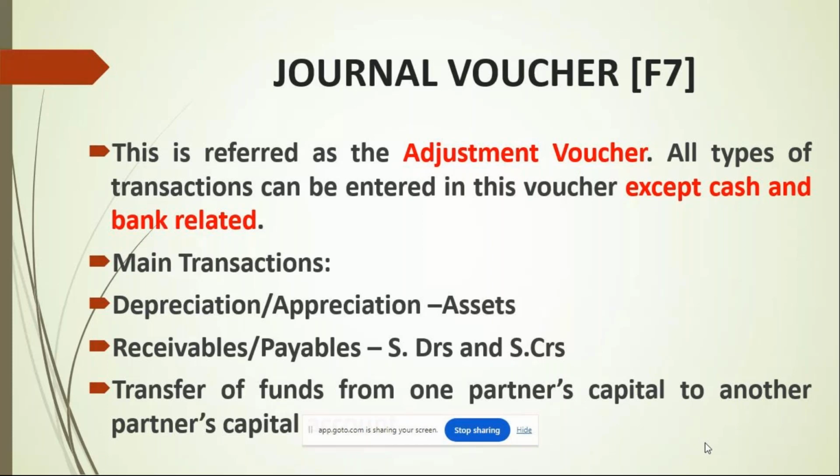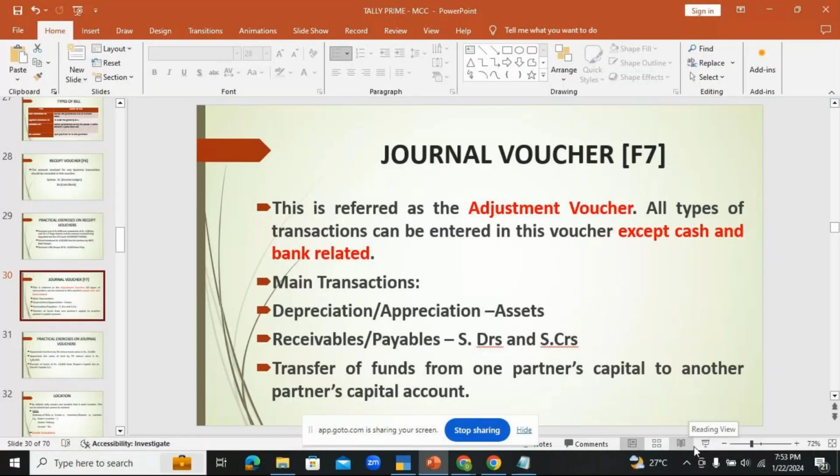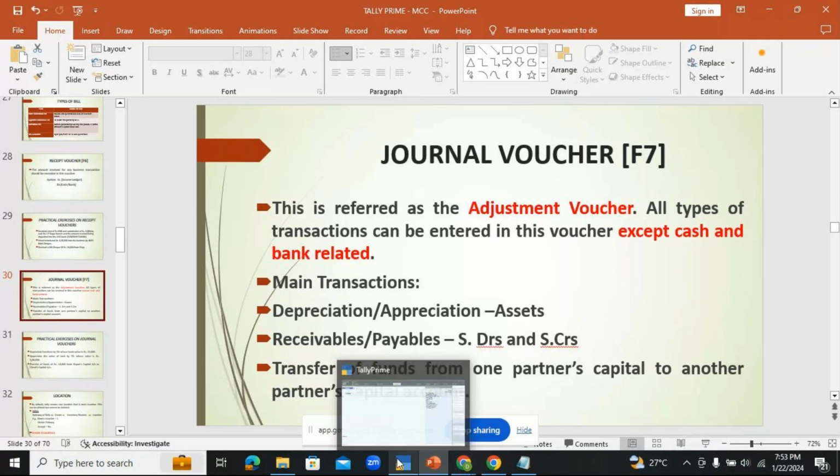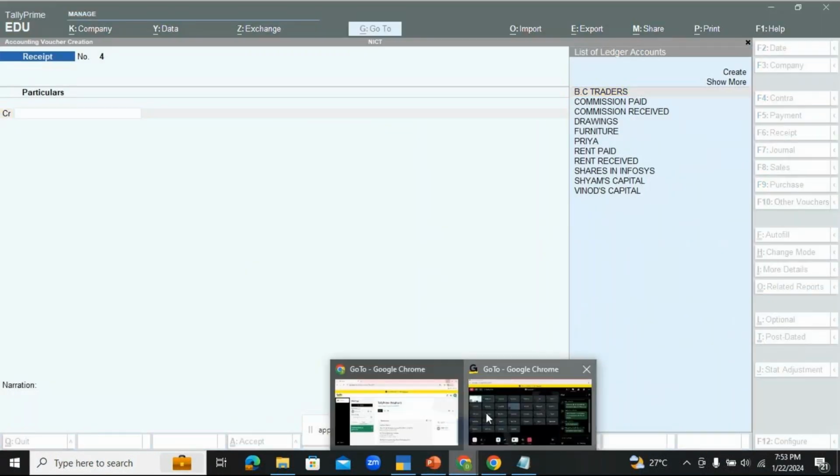Here in Tally, the function key associated with the journal voucher is F7. So F4 contra, F5 payment, F6 receipt, and F7 journal voucher. Okay, so I hope this is very much clear for you. The entries pertaining to this I will put up in your next session, because right now I don't want to start with that, otherwise it will be a very hectic session for you. In case you have any doubts, you can ask now, or whatever clarity you want, you can have that right now.